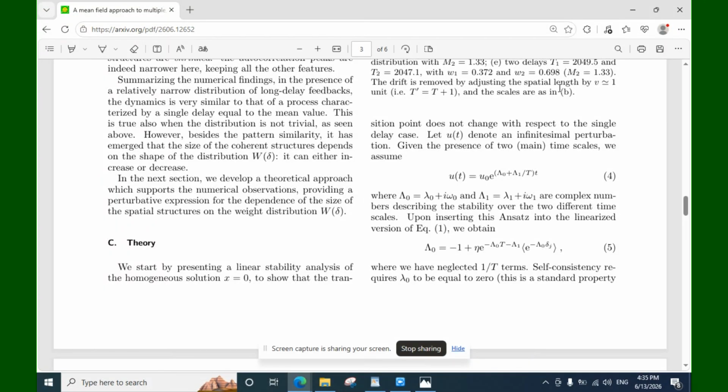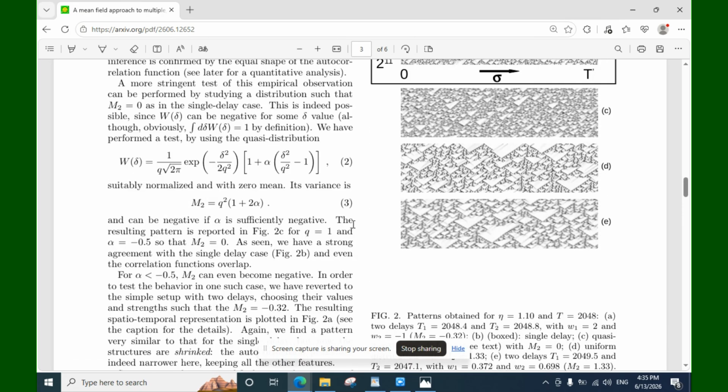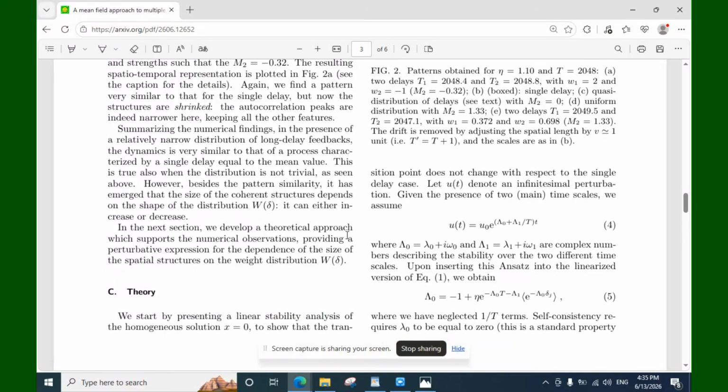Now I want to go through the theory. We start by presenting a linear stability analysis of the homogeneous solution x equals 0 to show that the transition point doesn't change with respect to the single delay case. Let u denote an infinitesimal perturbation, given the presence of two main timescales.